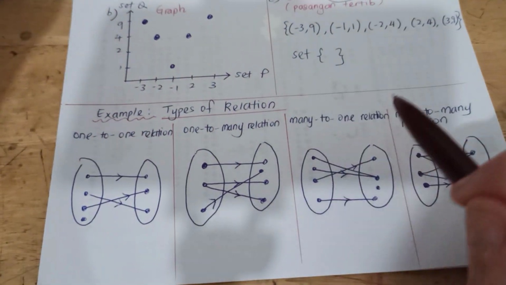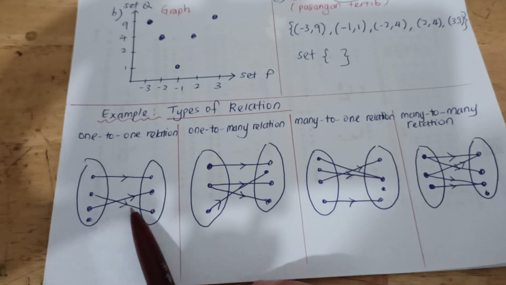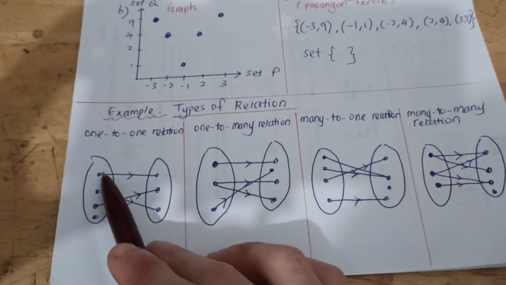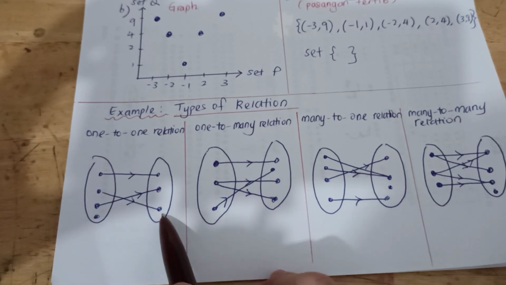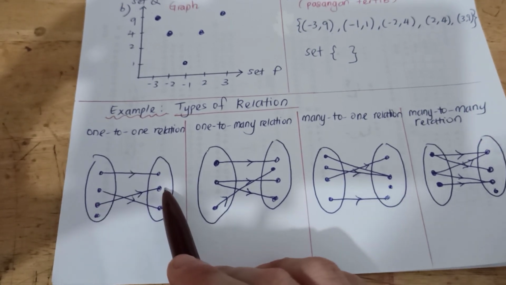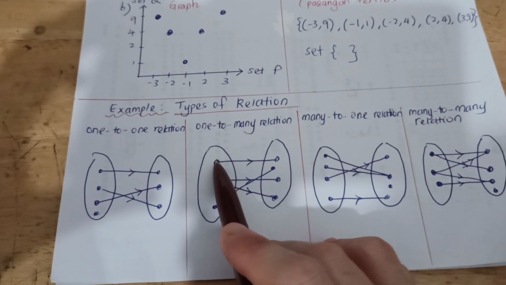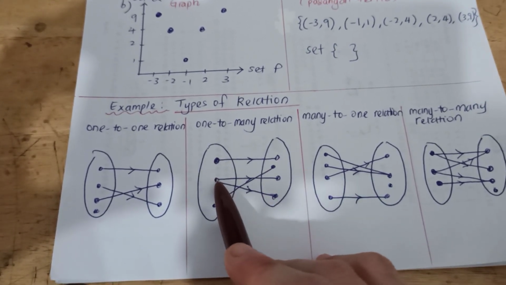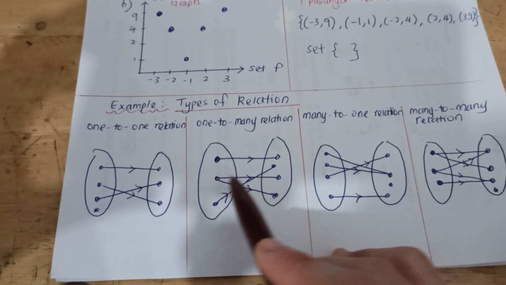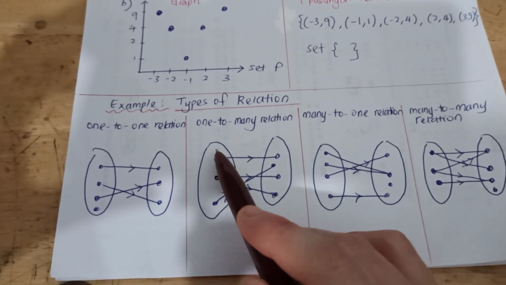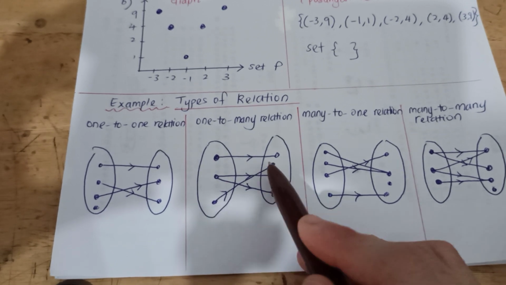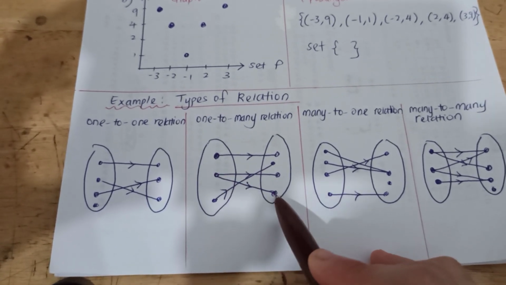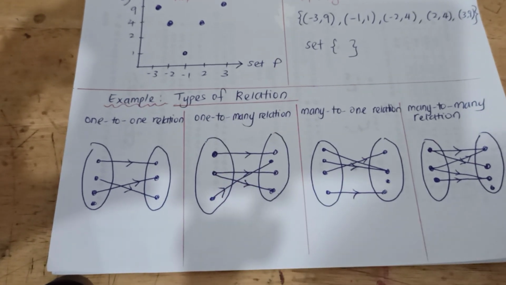And then how many types of relation do we have? We have 4 types of relation. Very easy to follow. One-to-one relation, meaning one object goes to one image. One-to-many, meaning one object. Yes, this is one object, one image. But this one object splits to how many images? Goes to 2 images, even though the rest are going to 1. But as long as you have one splitting to 2 images or 3 images, this is one-to-many.